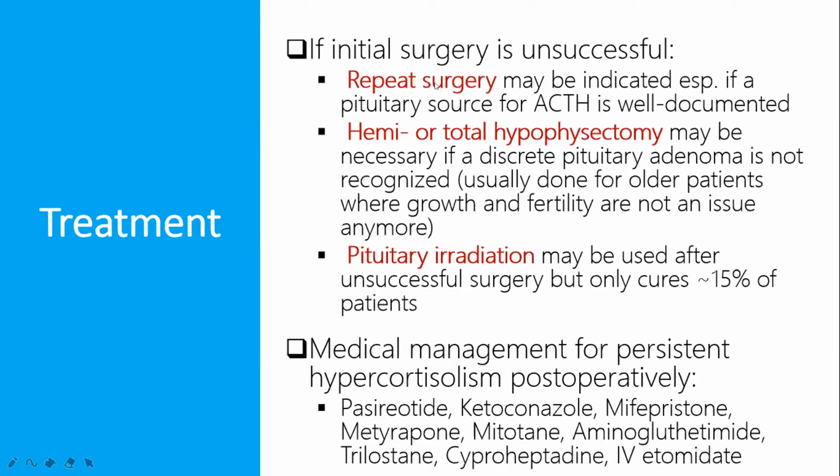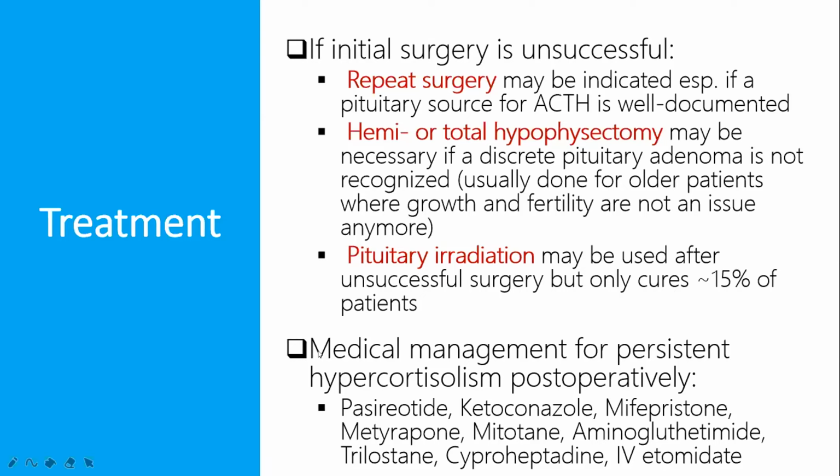So we can do repeat surgery, which would be indicated, especially if a pituitary source has already been documented. Now, we can also do a hemi or total hypophysectomy, which may be necessary if a discrete pituitary adenoma is not recognized. So we usually do this only for older patients wherein growth and fertility would not be an issue anymore. We can also do pituitary irradiation, but it only cures up to 15% of patients.